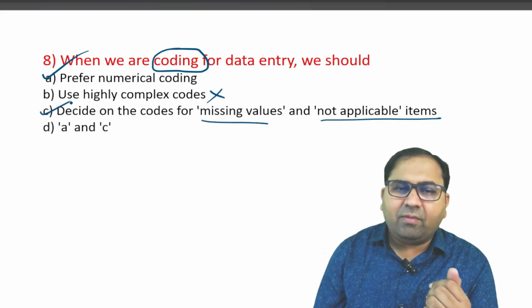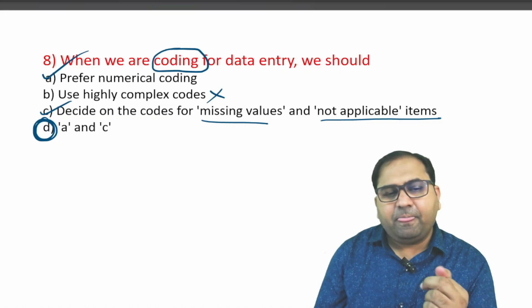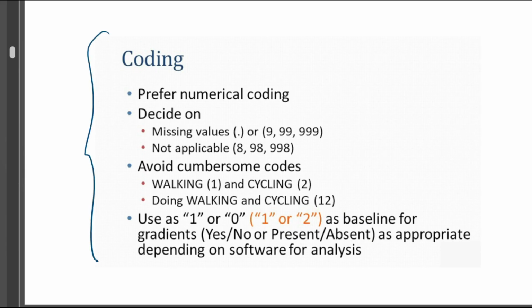Yes, definitely you will have codes for missing values. So therefore option number D, that is A and C, are correct. Now let us see a small slide on the coding part. Now see this slide on the coding part.